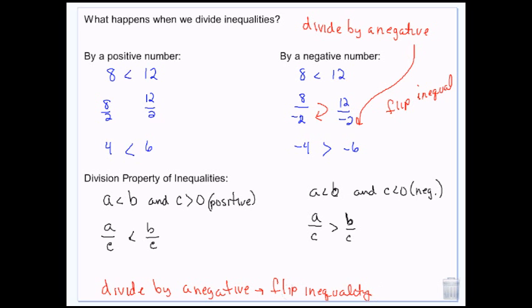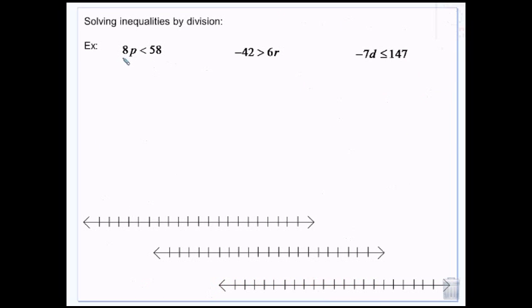Okay, we can add and subtract all day, and it doesn't change anything. That never changes the inequality. It stays the same. Multiplying and dividing positives doesn't change anything. It's only when you multiply or divide by a negative that you have to flip the inequality. Here I'm going to divide by 8, which is a positive. So since I'm dividing by a positive, nothing changes.